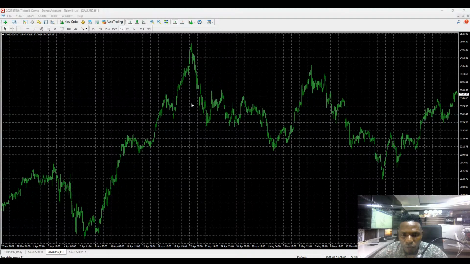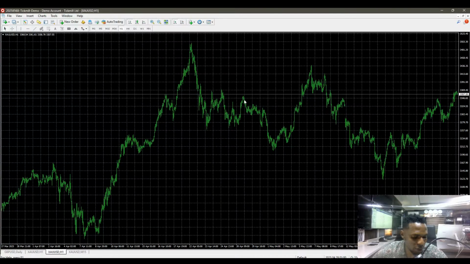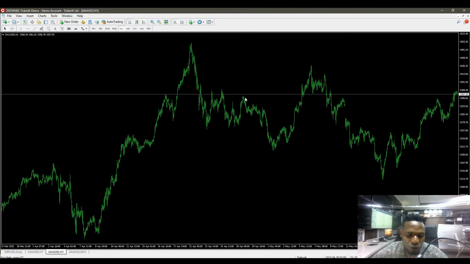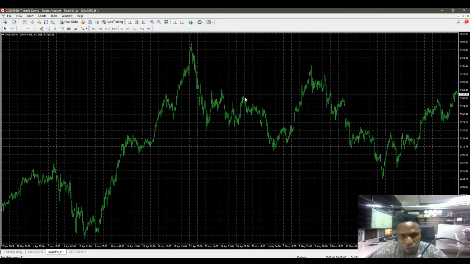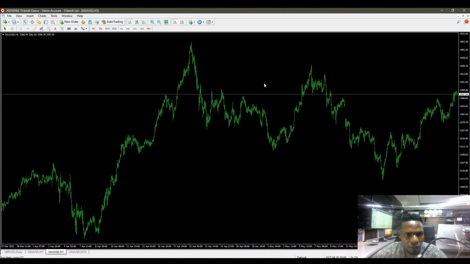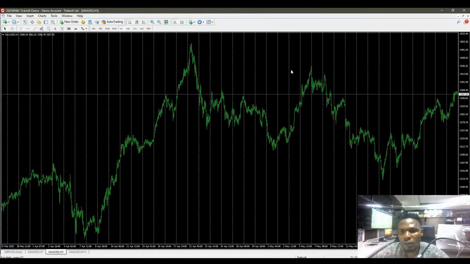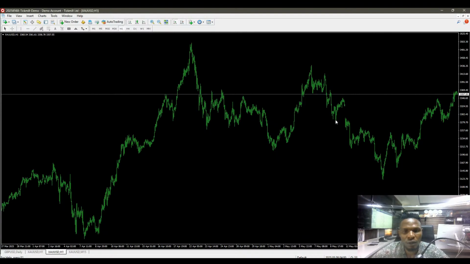Now looking at this graph stuff, we can remove the graph. If you want to remove this graph, you press Ctrl G. It will remove it. If you want to bring it back, you press Ctrl G again. Also, if you want to put a daily or period separator, you press Ctrl Y. It will bring out this daily or period separator. Then Ctrl Y again will remove it.